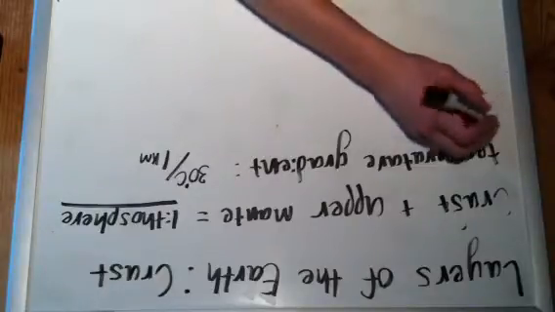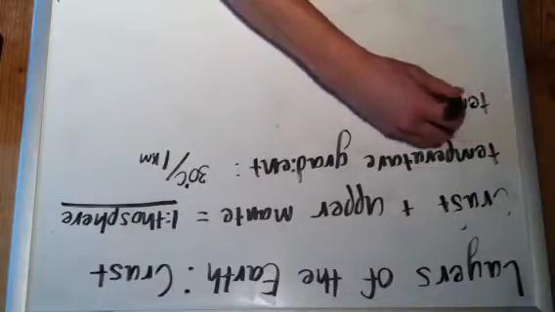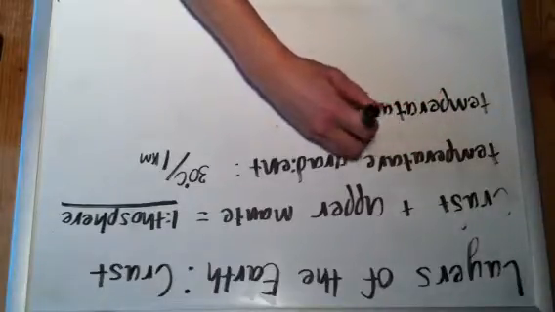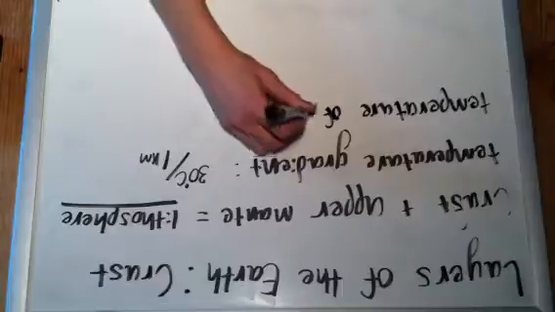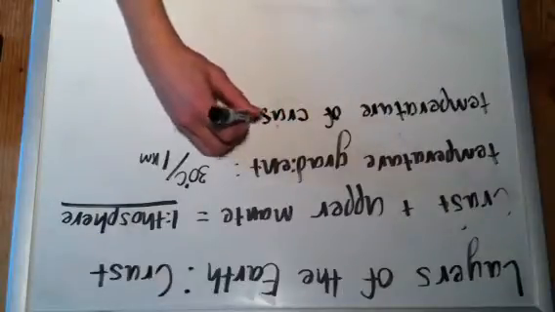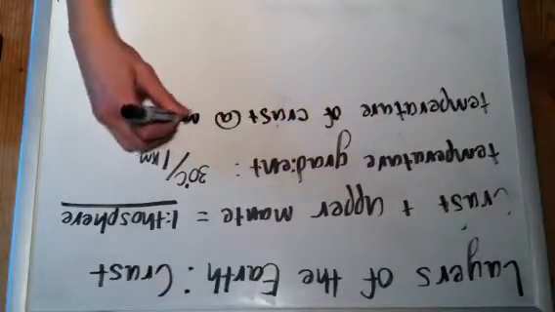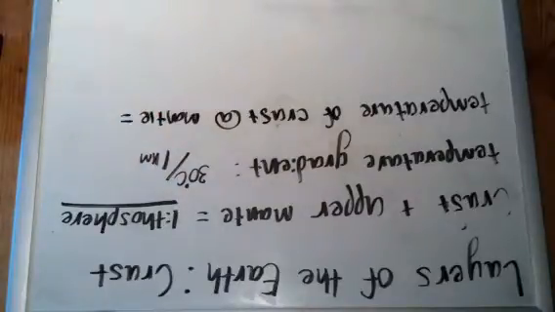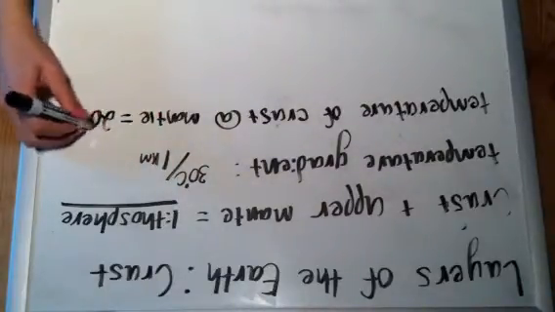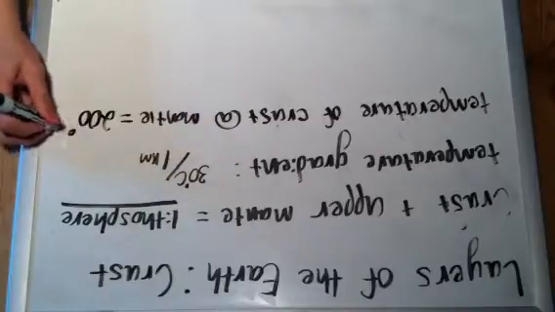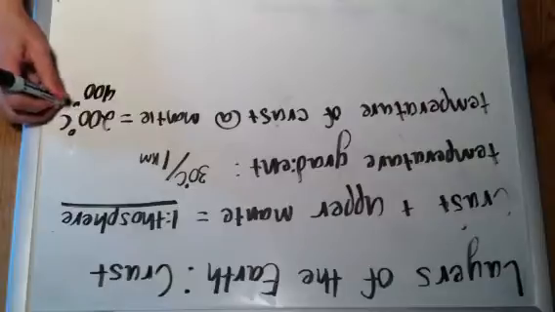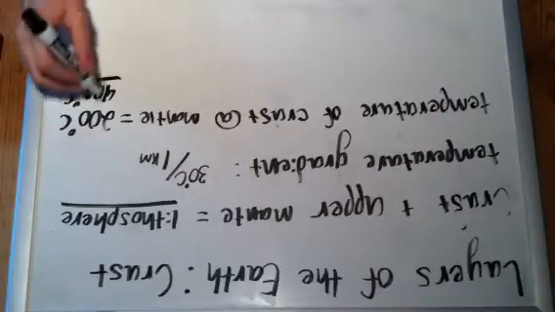The temperature of the crust at its boundary with the mantle, so right where it makes contact with the mantle, is generally between 200 degrees Celsius and 400 degrees Celsius. Somewhere between there.